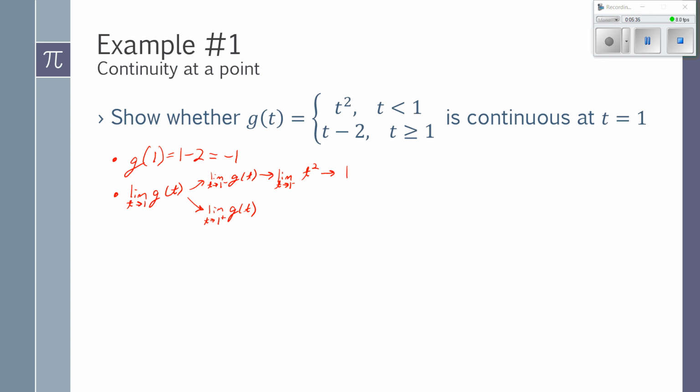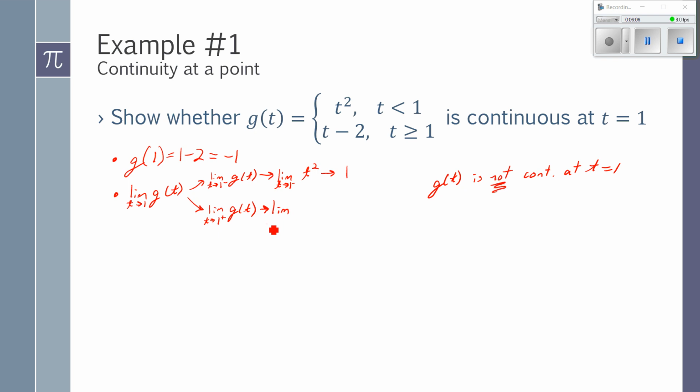g of 1. I can actually stop here and say, no, g of t is not continuous at t equals 1, because my left-hand limit's not going to equal g of 1. And if the left-hand limit doesn't equal that, the two-sided limit doesn't equal it. I'm going to go ahead and show the rest of the work just to show all of this, but I actually don't need to do all of this now.